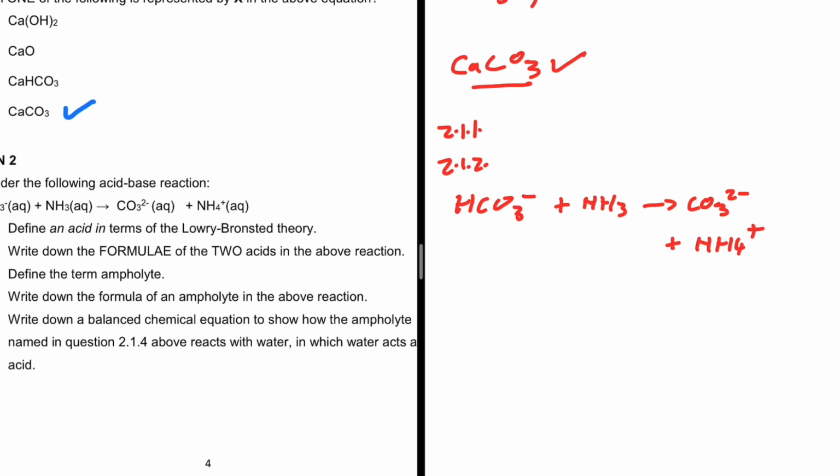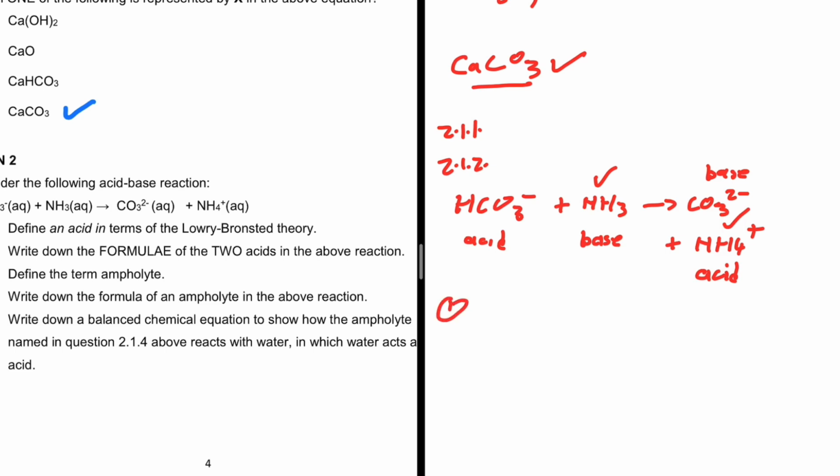So let's take a look. We have NH3, and then we end up with NH4 plus. So clearly NH3 accepts a proton. If it accepts a proton, it is a base. And then we are done essentially. If that is the base, this is its conjugate acid. This is going to be a base, and then this is the conjugate acid. So the formula of 2 acids in the above reaction.